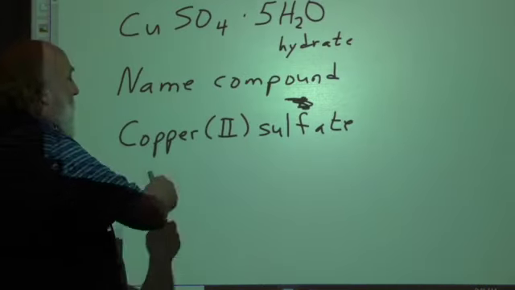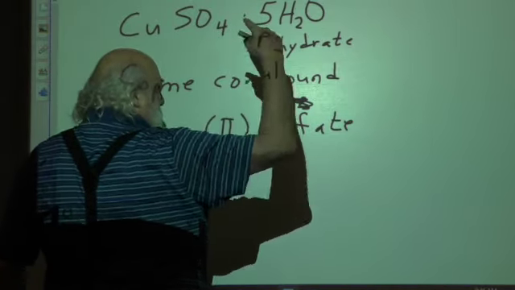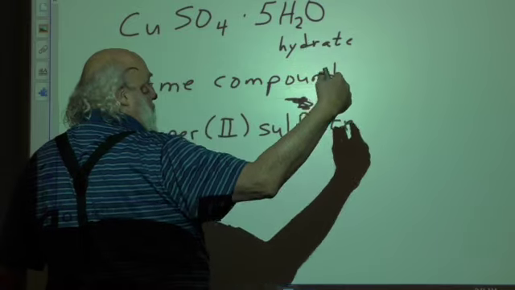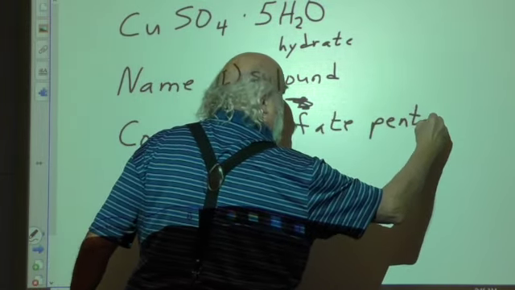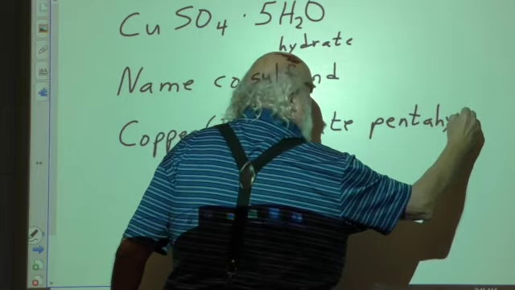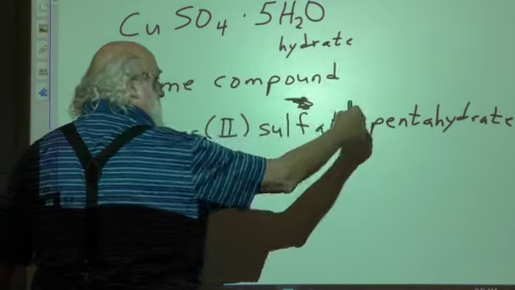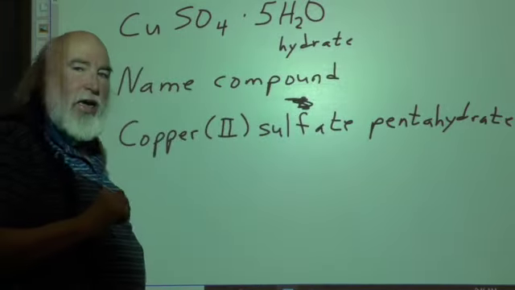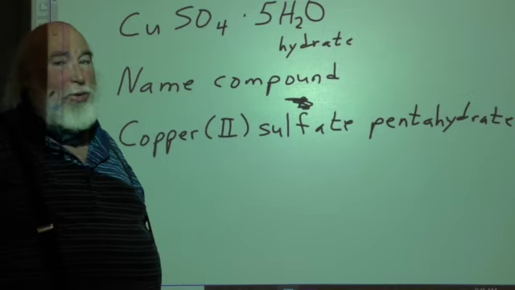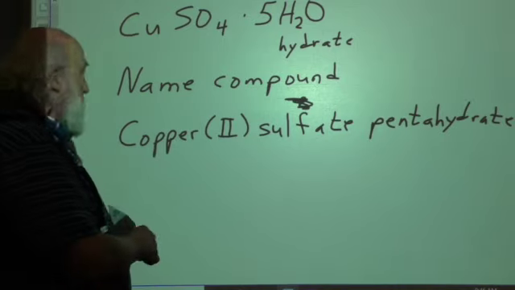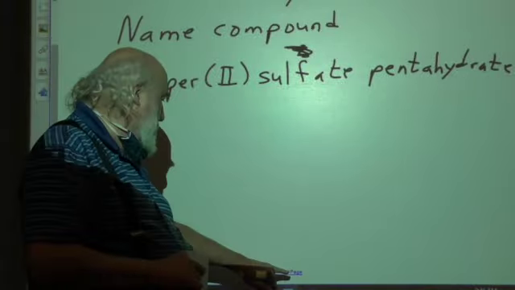Okay? So that means then that we have 5, the prefix for 5 is penta, so this becomes pentahydrate. Note, the dot does not come down here. Do not put a dot in the name. If you do, I will say, no, you're not going to do that. That's not, as the British say, that's not the cricket.